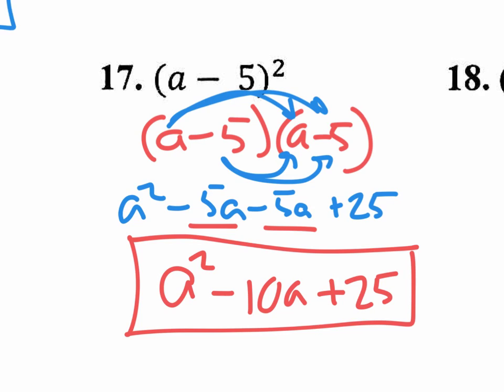Once again, do not take this 2 and distribute. That would be wrong. That would be completely and totally wrong. Do not distribute it. What you have to do is write your a minus 5. You have to write the a minus 5 2 times. And then do distribution of each of the terms. Combine like terms, get your final answer.